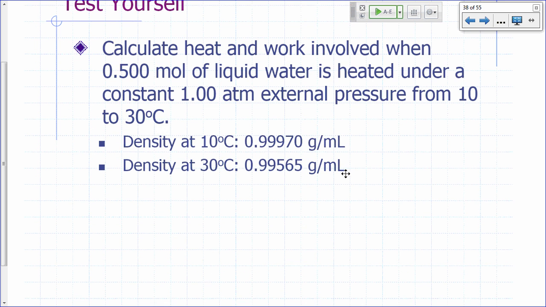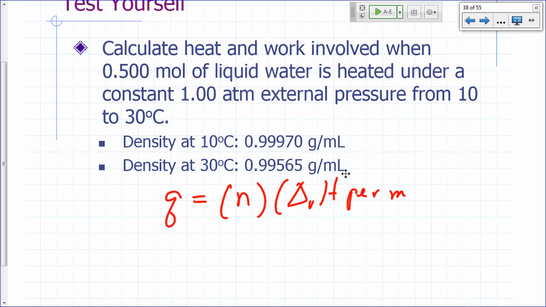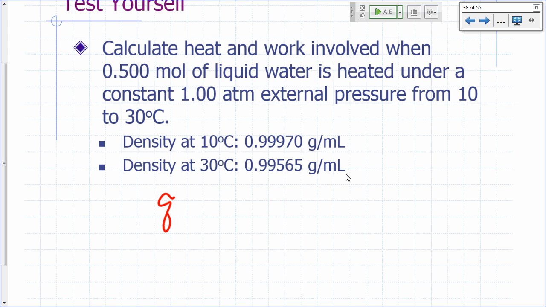Okay. Let's look at this one. Calculate the heat and work involved when half a mole of liquid water is heated under a constant 1 atmosphere pressure from 10 degrees Celsius to 30 degrees Celsius. What's our Q? Remember? It's number of moles times delta H vaporization per mole, right? Oh no, this is not, we're not vaporizing, I'm sorry. We're just heating water. What's the formula for Q? Mass times specific heat times delta T.